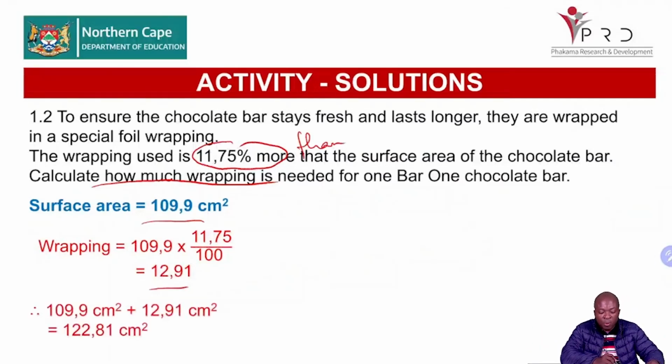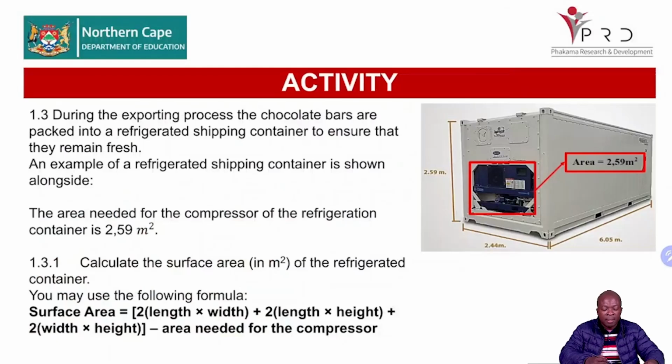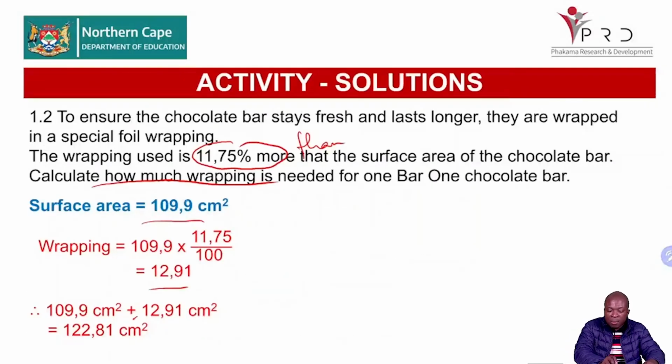What do you think we are going to do with this? We are going to add it to the surface area. So remember, our surface area is already 109.9. We'll say plus 12.91, and that will give us 122.81. So remember the question again: calculate how much wrapping is needed. So how much wrapping do we need? We need 122.81 centimeters squared. Very good on that.